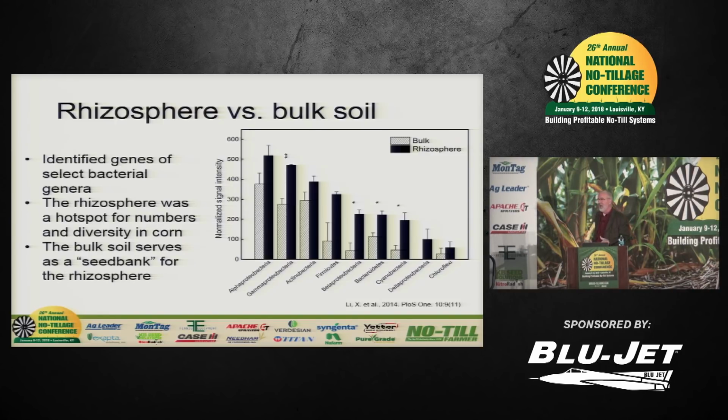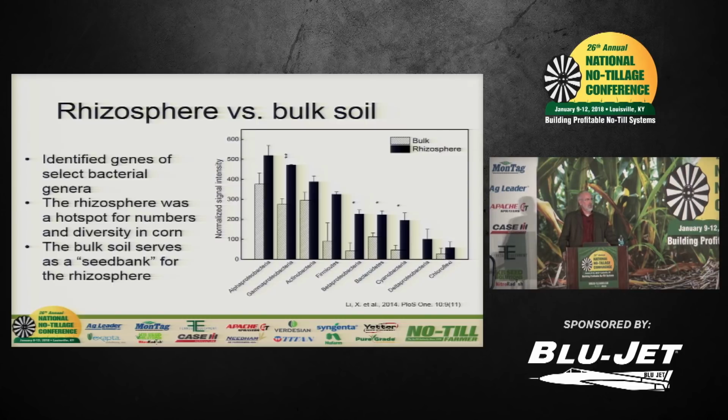What these guys found, and this is in corn, is that the rhizosphere soil, and they looked at just certain groups of bacteria, different large groups bigger than genera, invariably had populations that were much higher and more diverse in the rhizosphere. Again, this has to do primarily with carbon, that food source bacteria need, coming out of the roots. They used a term that I like for the bulk soil: the microbe seed bank.